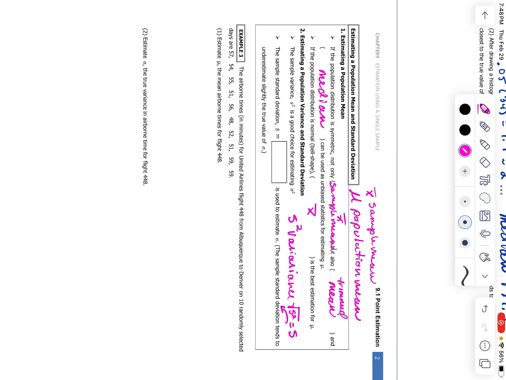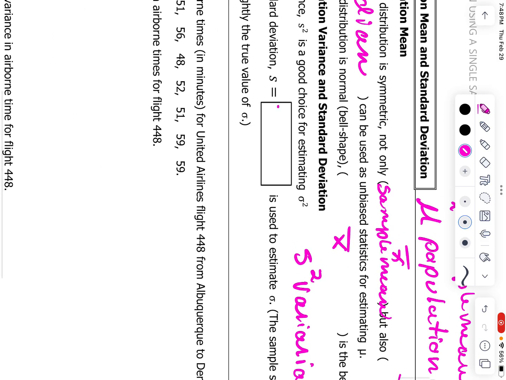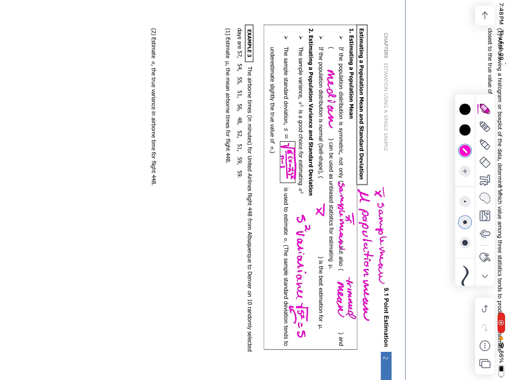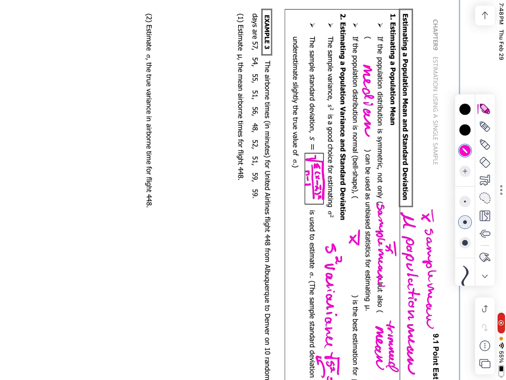Now, there's a formula for this, so I'll go ahead and put it in. However, we're not going to be using the formula. You take the difference between a data point and the mean, you square it to get rid of the negatives, you add them all up, and you divide by n-1. So we use that formula to estimate standard deviation. We will not be doing it by hand in our class. Instead, we're going to let the calculator do that for us. So let's do that in example 3.